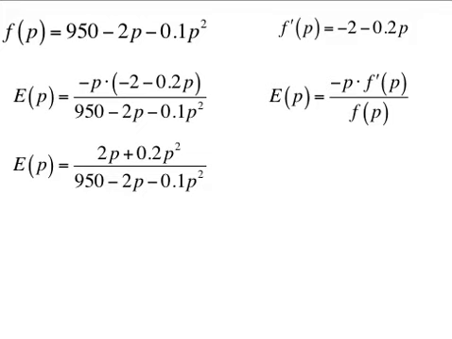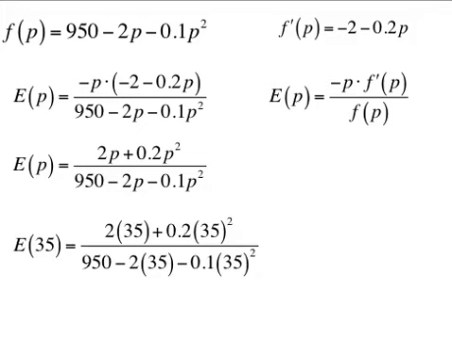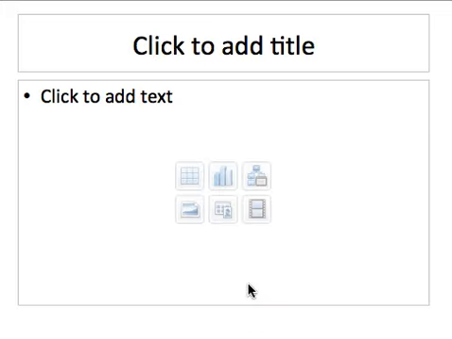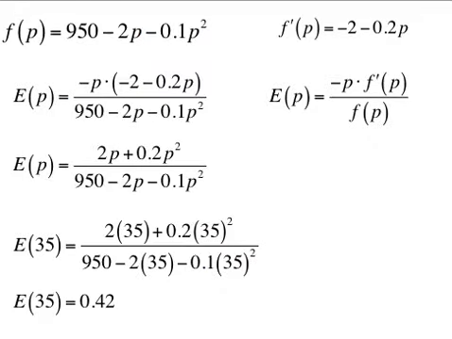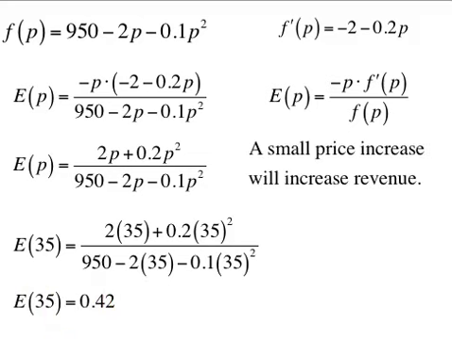And I want to go ahead and plug in numbers to see what our values are. So E of 35 is 2 times 35 plus 0.2 times 35 squared, divided by 950 minus 2 times 35 minus 0.1 times 35 squared. Sorry about that tech glitch. We get E of 35 is 0.42. So again, that is less than 1. If we get an elasticity of less than 1, we know that a small price increase will increase revenue.